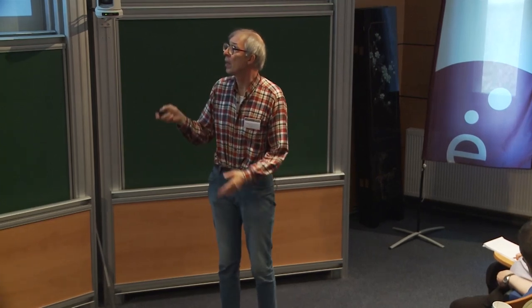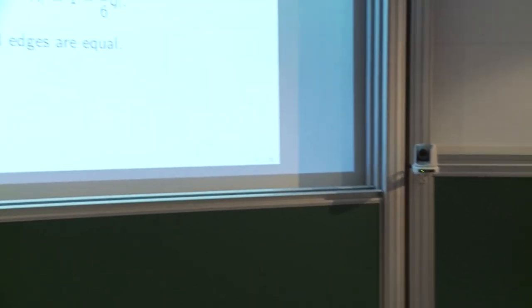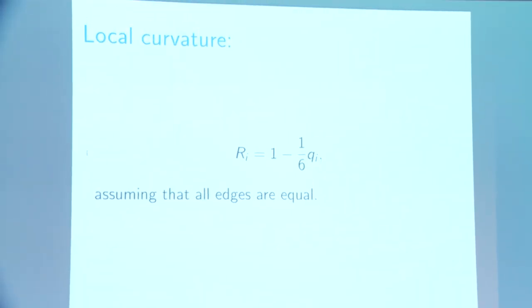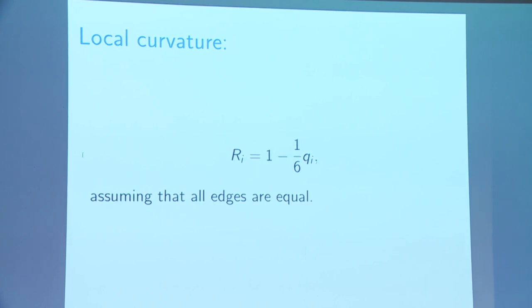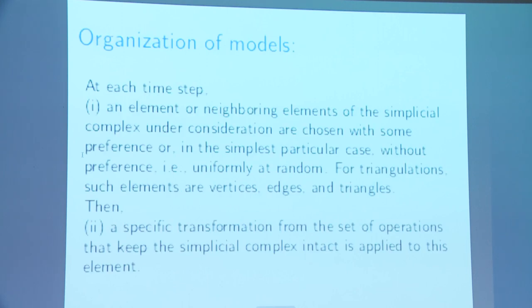So this is a very naive version of local curvature, which coincides simply with the degree of a vertex. When the degree is 6, the local curvature is 0. So we can say that when we have a hub, it means we have a very curved space in this place.